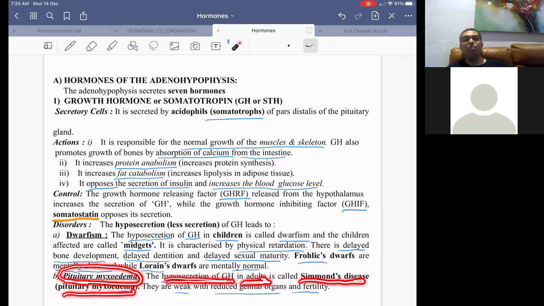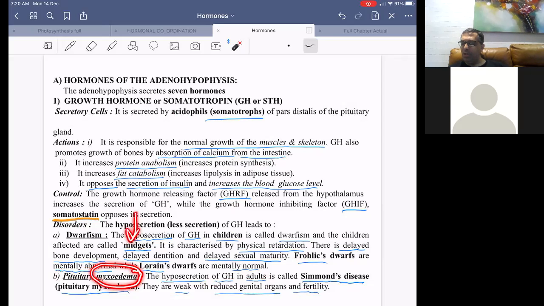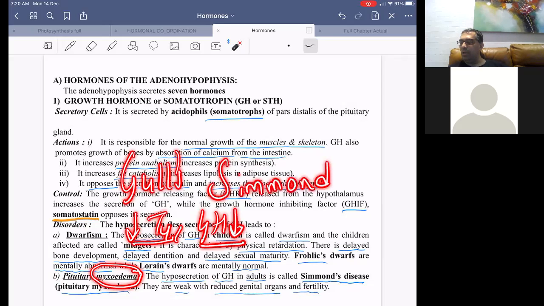It sounds familiar. Myxedema, hyposecretion of thyroxine in adults, is called Gull's disease. Myxedema means swellings in the face, lips, eyes and legs. Myxedema swellings are found in thyroxine deficiency and also in growth hormone deficiency. So myxedema is common. If it is thyroxine deficiency, it is called Gull's disease, and if it is growth hormone deficiency, it is called Simmonds disease.